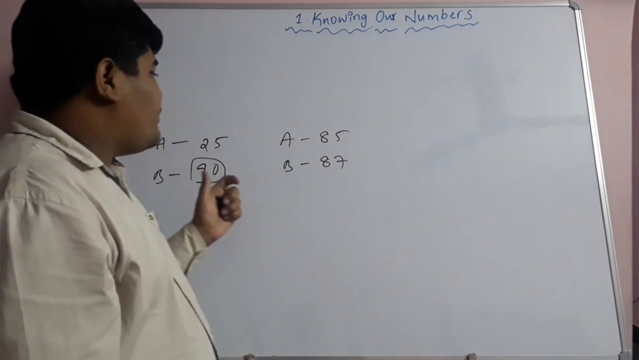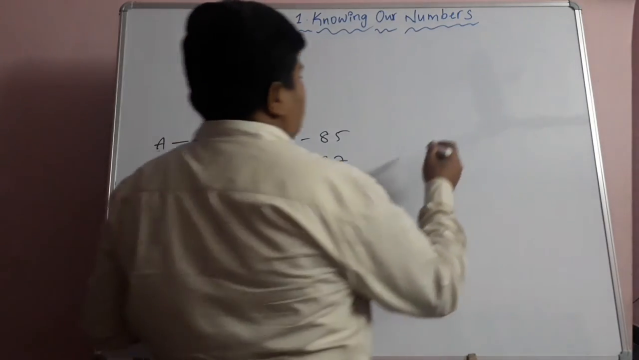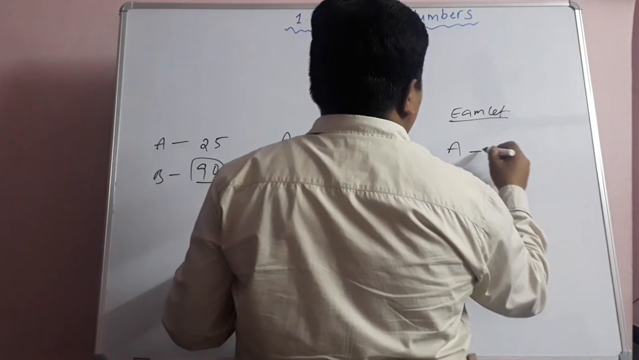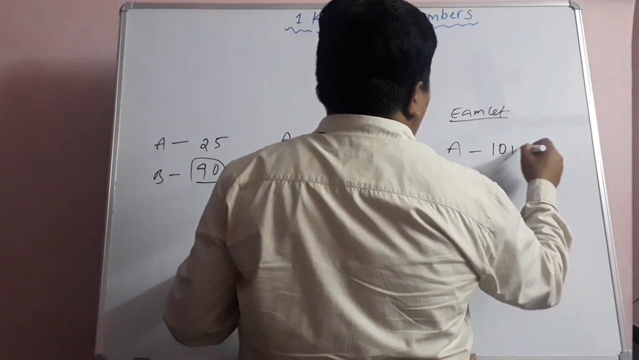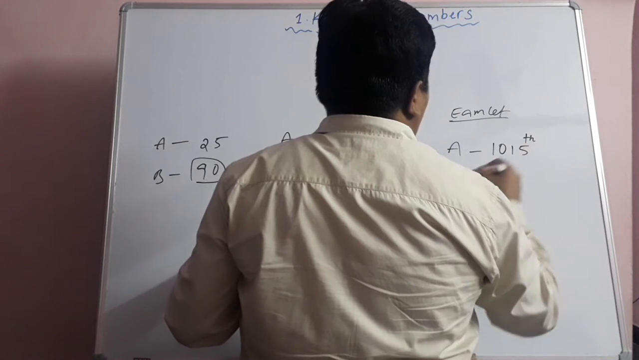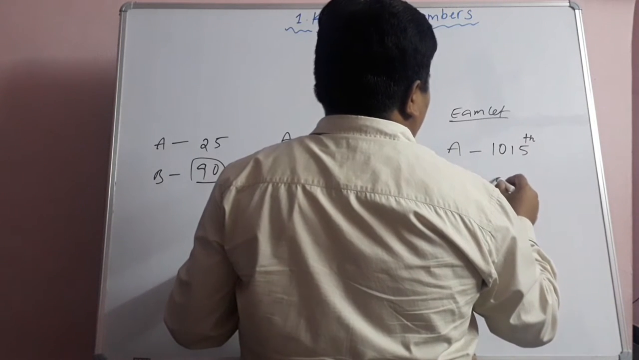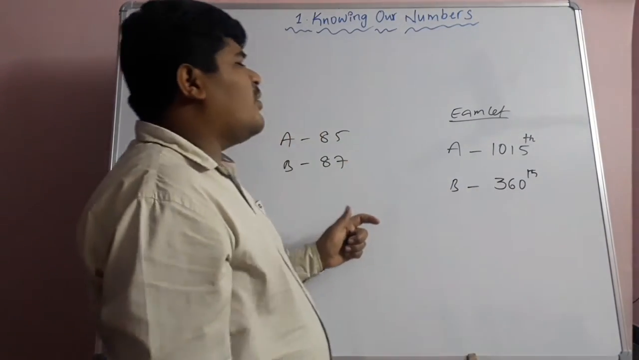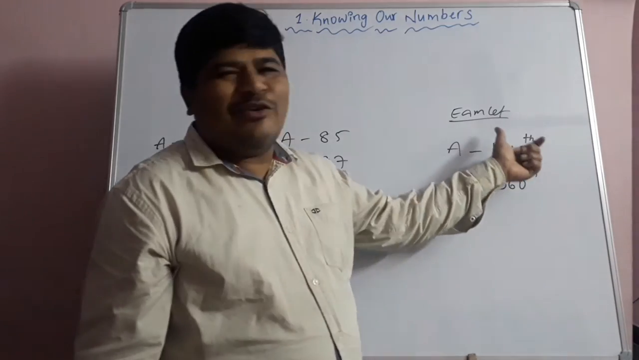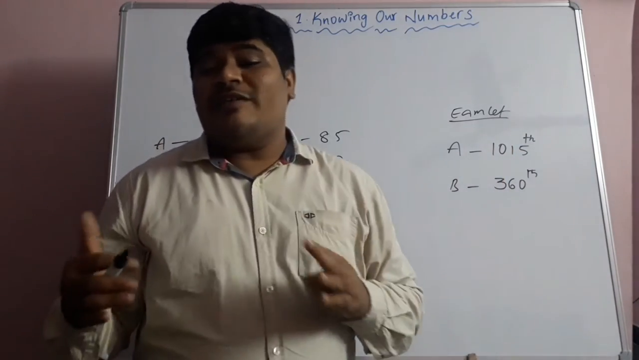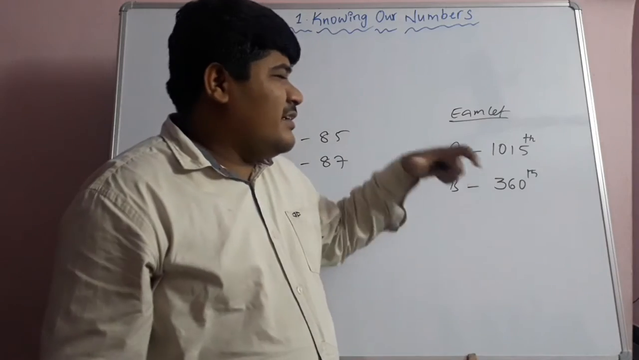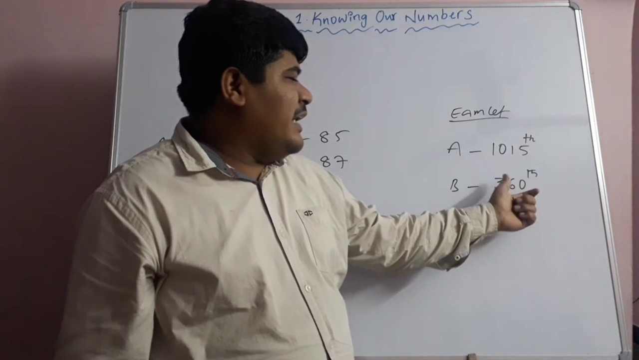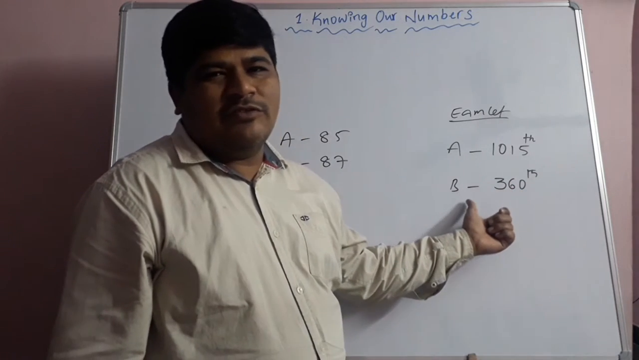Now suppose in a competitive examination, take the MCET exam, children, A got 1015th rank and B got 360th rank. Who got the best rank depends on the situation, like the use of numbers will change it. Here the one who got 360th rank is the good student. B is the good student here.